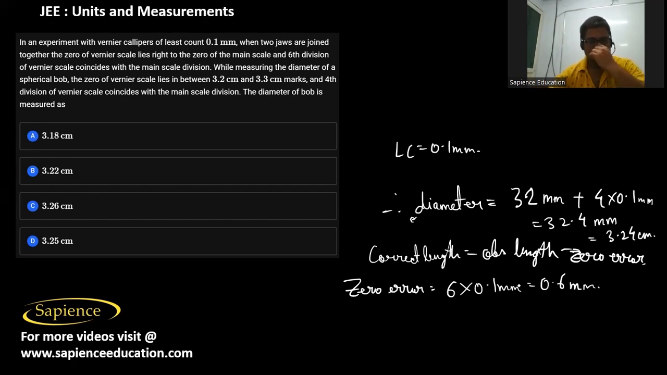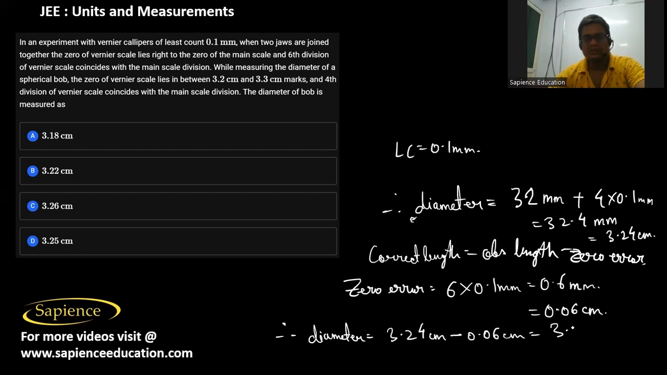So from 3.24 centimeter, we should subtract the zero error, which is 0.06 centimeter. So therefore, the correct diameter will be the observed diameter, that is 3.24 centimeter, minus the zero error, which is 0.06 centimeter. So that will be 3.18 centimeter. So it means that option A is the correct answer.